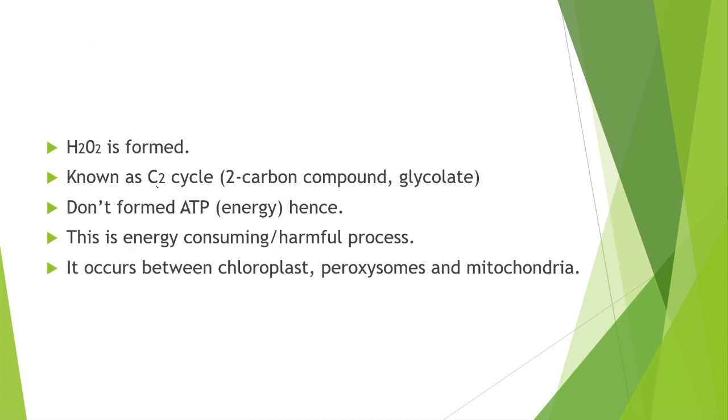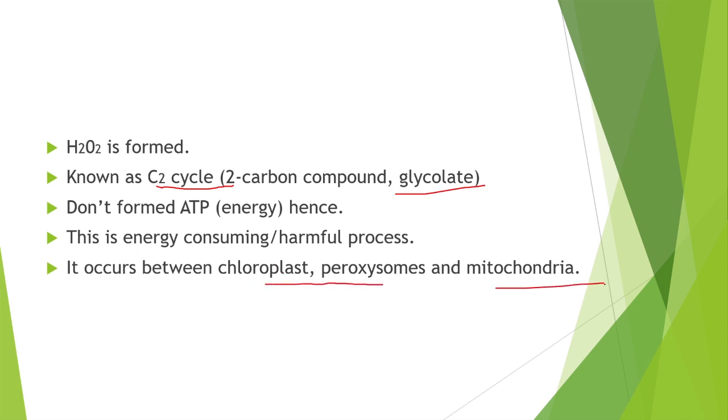This photorespiration is known as the C2 cycle because the first stable compound is the 2-carbon compound glycolate. This photorespiration does not form any ATP and it is an energy consuming process. It occurs between the chloroplast, peroxisomes and mitochondria of the cell.